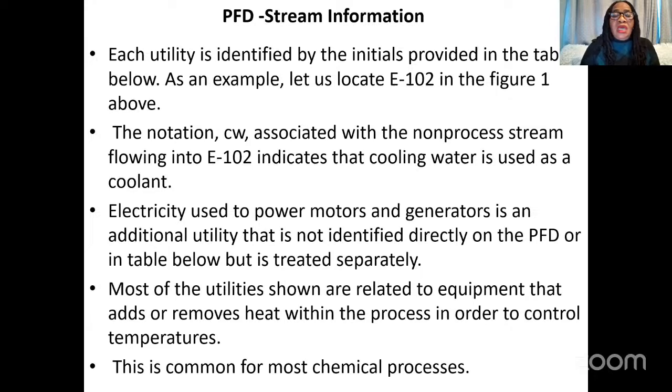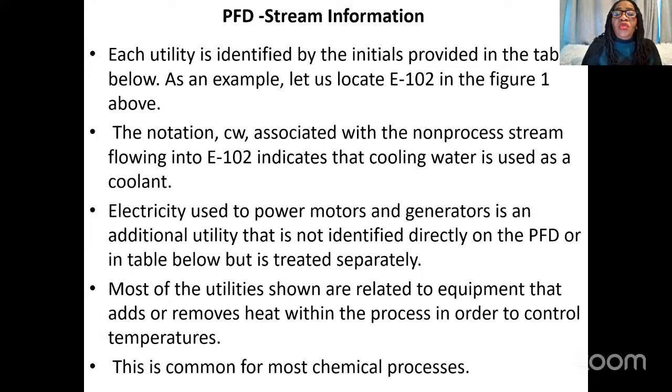So CW into E101 indicates that the cooling water is used as a coolant for the E101 equipment. Electricity used to power motors and generators is an additional utility that is not identified directly on the PFD. Most of the utilities shown are related to equipment that adds or removes heat within the process in order to control temperatures. This is common for most chemical processes.